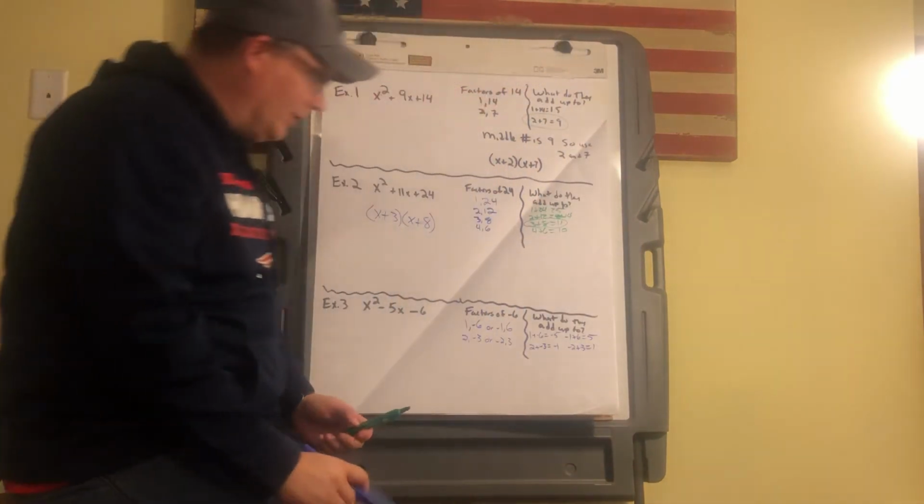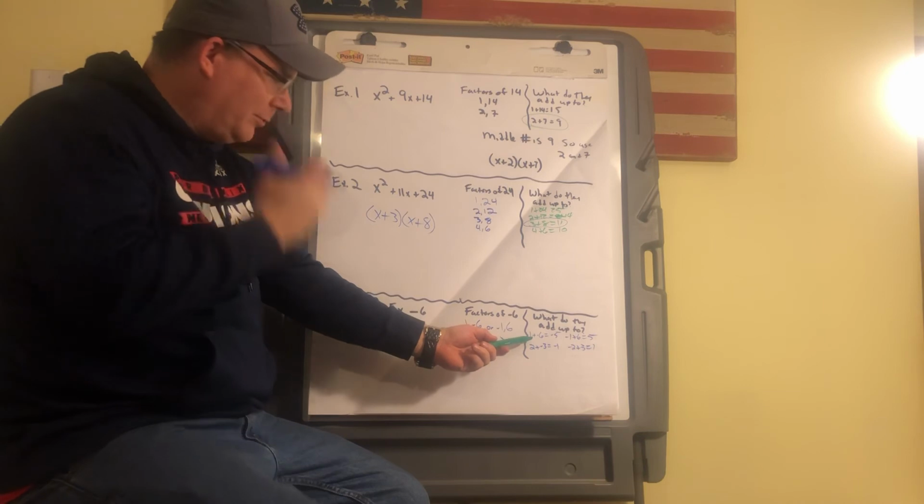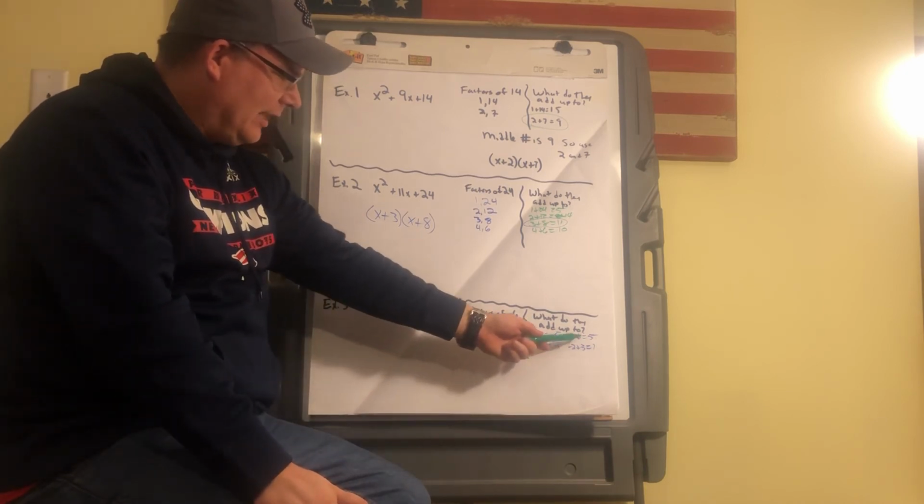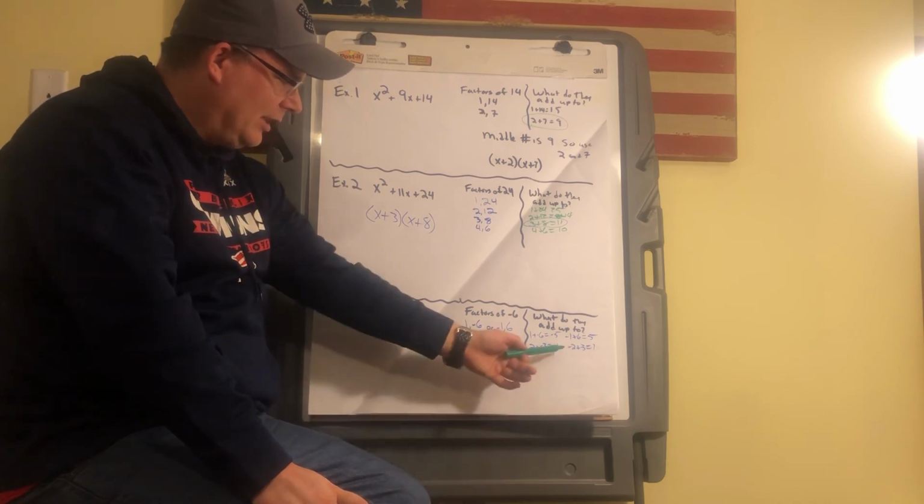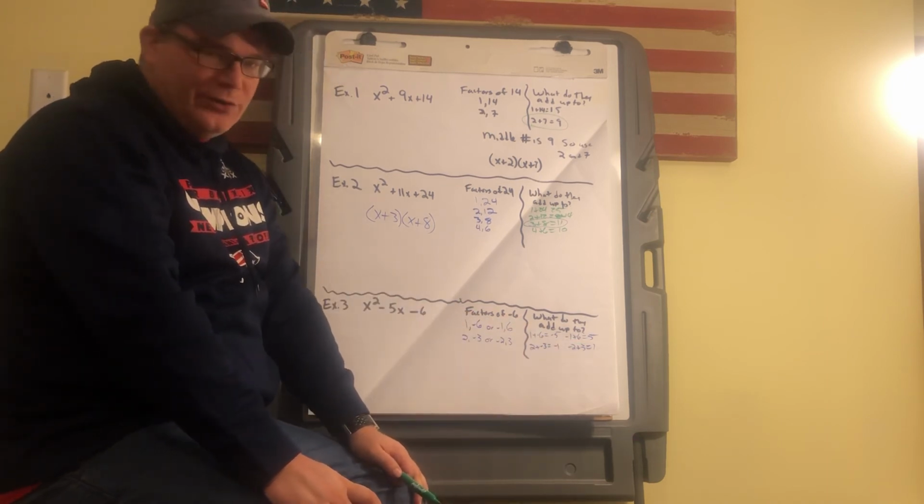So as we add them up, 1 plus negative 6 is negative 5. Negative 1 plus 6 is positive 5. 2 plus negative 3 is negative 1. And negative 2 plus 3 is positive 1.